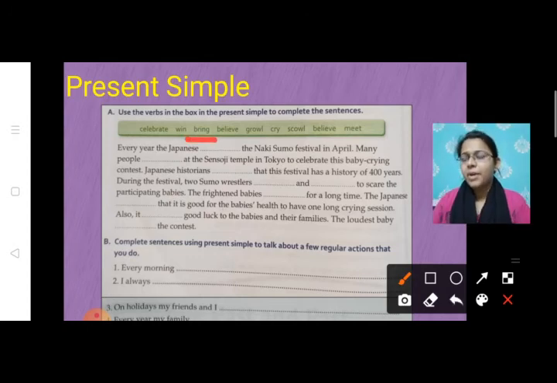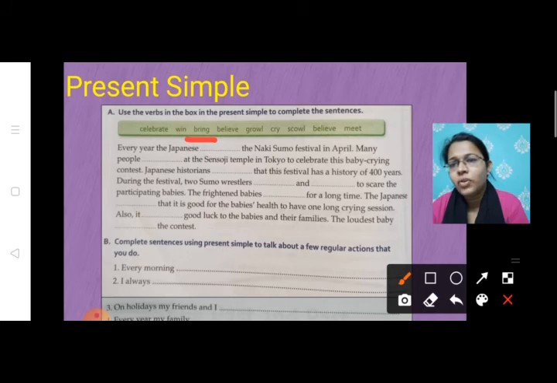It brings good luck. Now students, here you need to notice one thing, that the base form of the verb is bring. But we need to make a change because here we are going to use this verb along with third person singular. It is also it. It represents third person singular. So along with that we are going to add s to the verb. That is, also it brings good luck to the babies and their families.